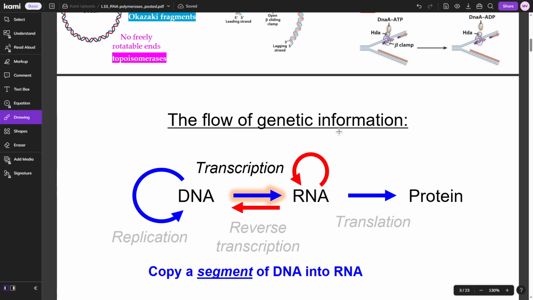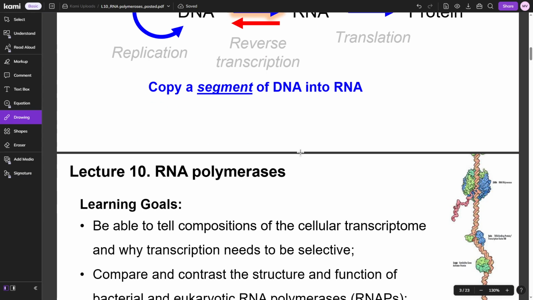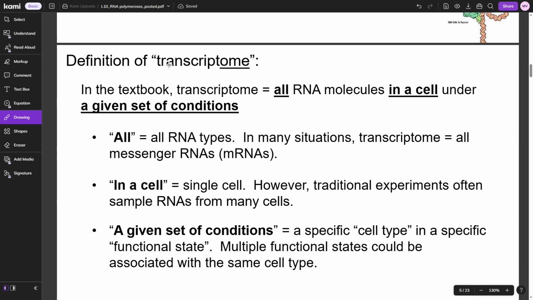But for the flow of genetic information, we're going to talk about transcription, which is going from DNA to RNA. Let's go ahead and get into it. Definition of transcriptome. Very briefly put, it is the total amount of RNA in a cell. That's it. That RNA can be tRNA, rRNA, mRNA, whatever, right?